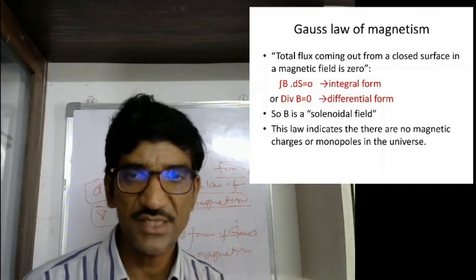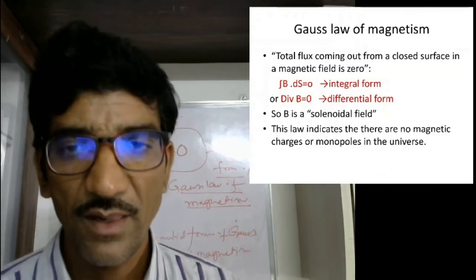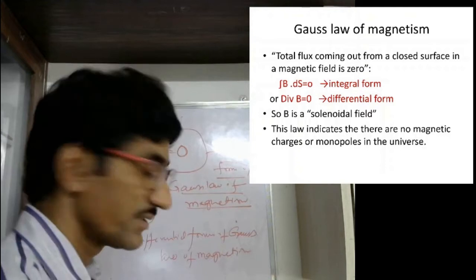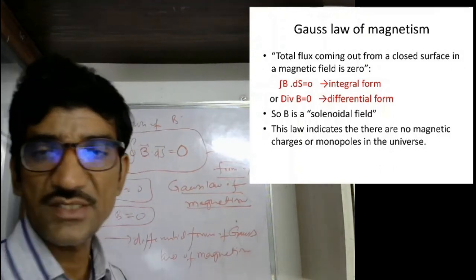So we want to study the nature of the magnetic field by using this Gauss law of magnetism. What does this convey?